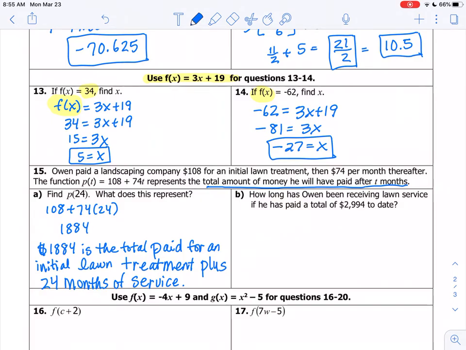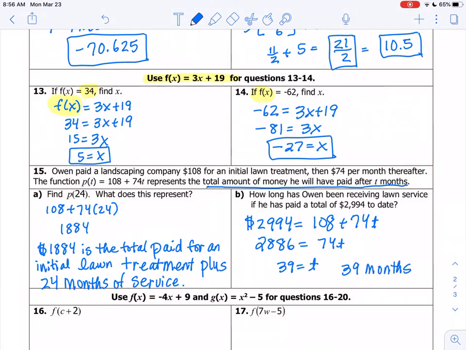Part B, how long has Owen been receiving lawn service if he has paid a total of $2,994 to date? So we would put 2,994 equal to 108 plus 74t and solve for t. So you would subtract the 108 on both sides. You get 2,886 equal to 74t. Divide by 74 and you get 39. So 39 months. We know it's months because we just pull the units from the word problem.